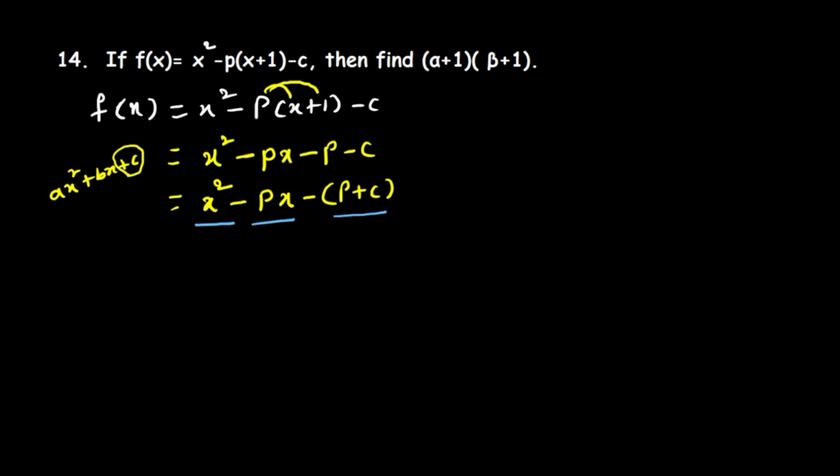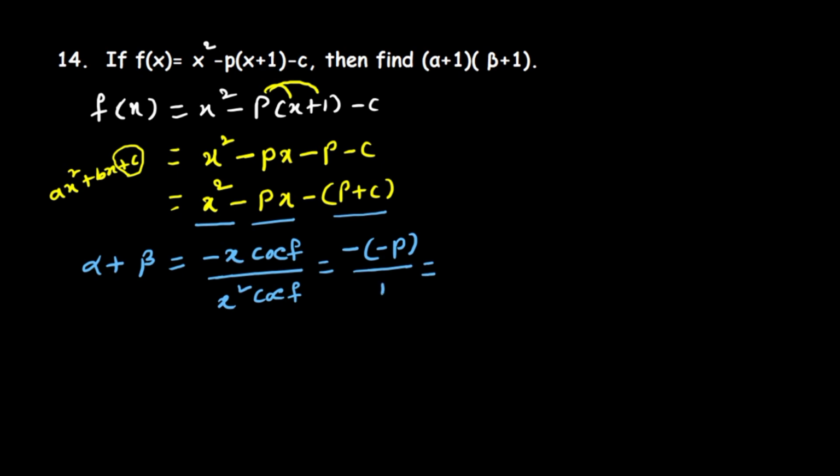Okay, so what is alpha plus beta from this? Alpha plus beta is minus x coefficient by x square coefficient, that is minus b by a, right? So minus x coefficient is again minus b, minus of minus b, divided by x square coefficient, which is 1. So here we write minus of minus p, that is plus p by 1, p is the final. So alpha plus beta here is p.